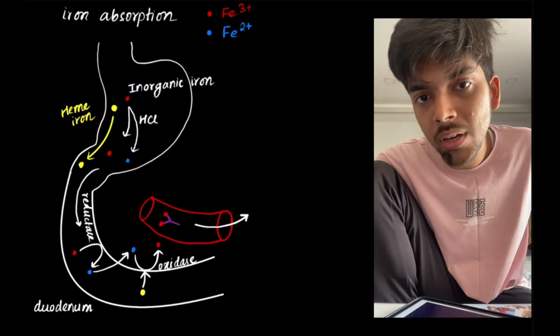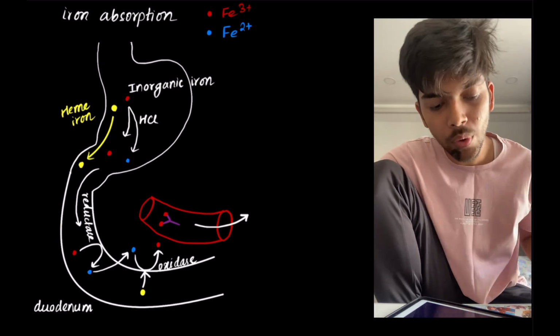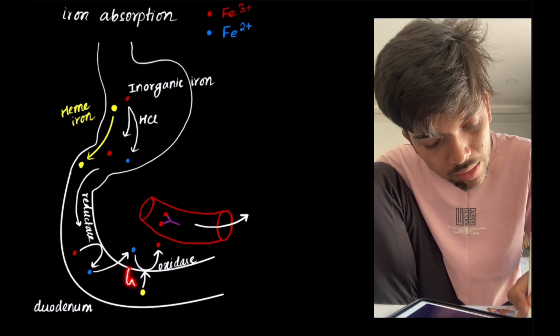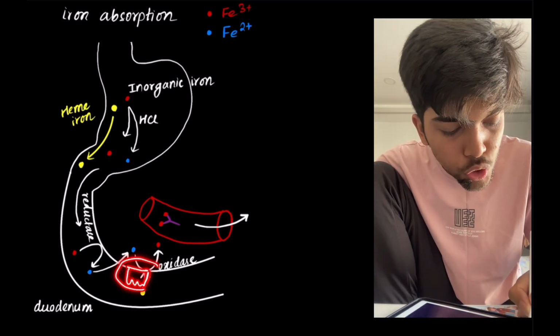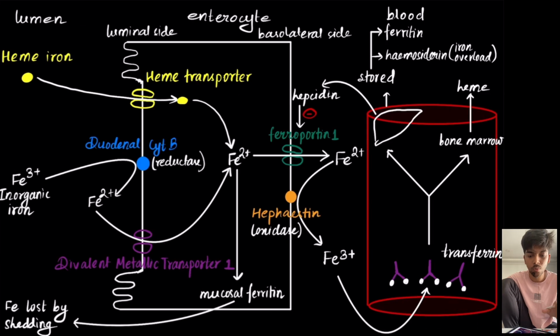Okay, now that you know the basics, let's look at the same thing in much more detail as per the diagram given in Robbins. So what I'm going to do is take this enterocyte right here and zoom into it. So this is what it looks like. It looks complicated, but trust me, I'll make it really easy for you.